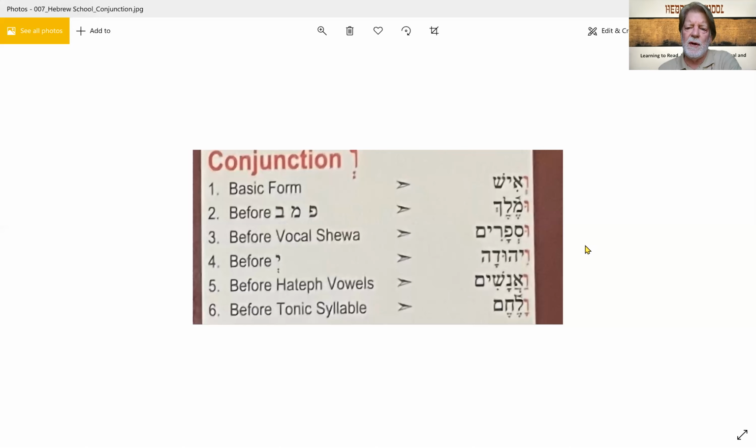So I don't want you to be very concerned about all these different cases where the vowel underneath the vav is going to change.